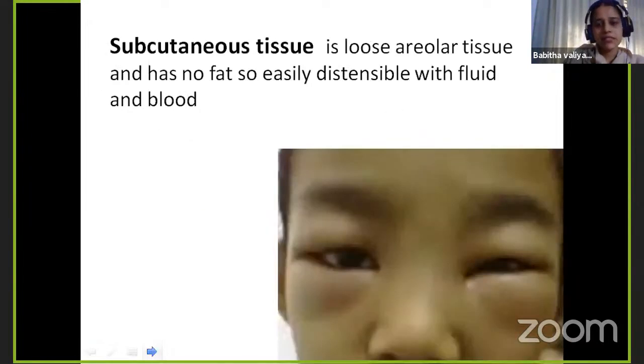Then the subcutaneous tissue of the eyelid is loose areolar tissue devoid of fat, so it is easily distensible with fluid and blood. So periorbital edema may be the first manifestation of nephrotic syndrome or angioneurotic edema.